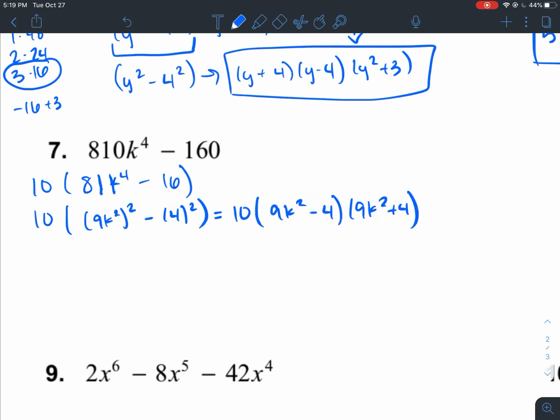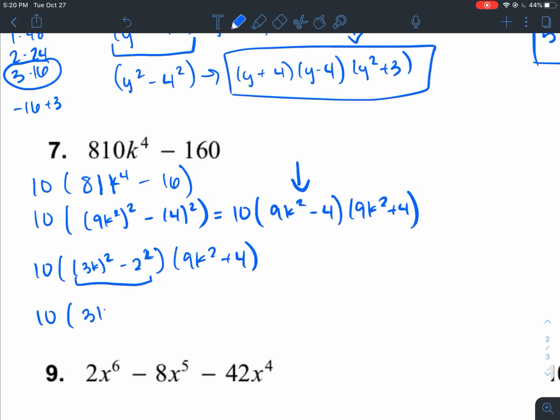And again, I can continue to break that one down because that is the same thing. So I'm going to rewrite this to be 10 times 3k squared minus 2 squared times 9k squared plus 4. And I can break this down to be 10 times 3k minus 2 and 3k plus 2, and then 9k squared plus 4. And that should be it right there.